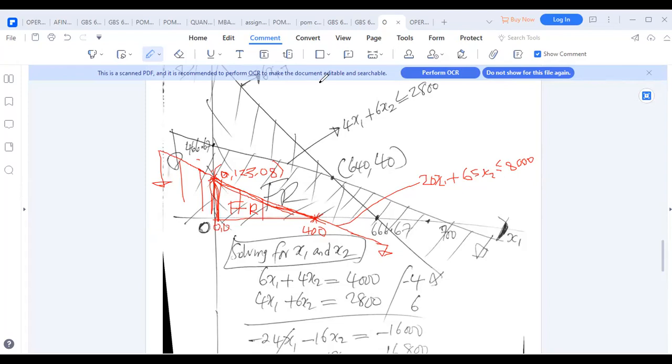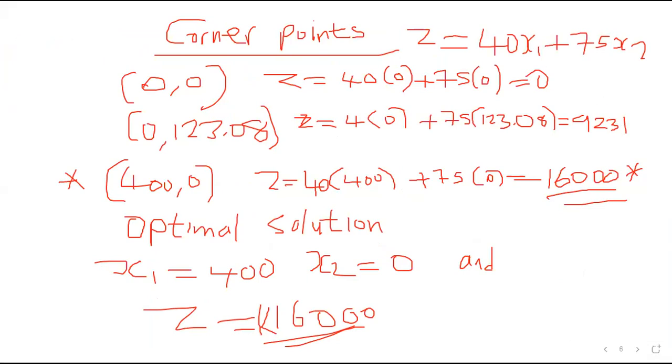So after using these, using the objective value function, we substituted into this objective function. The first one is 0,0, which gives 0. Then the other one is giving us 9,231 after substituting. Then the other one is giving us 16,000. So we are trying to maximize this one, meaning the optimal solution is the one giving us 16,000. So our x1 is 400, x2 is 0, and our z is 16,000. So this one is the final answer.